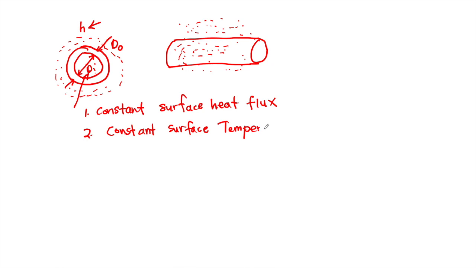We have these two conditions in order for us to determine the exit temperature of the fluid. Normally, the question that deals with the exit temperature or surface temperature will fall under constant surface heat flux. Under constant surface temperature, we have two conditions.